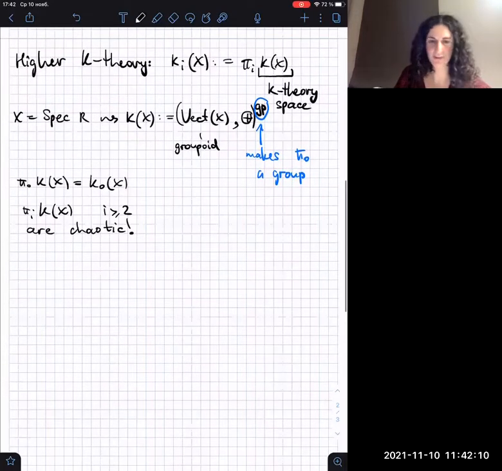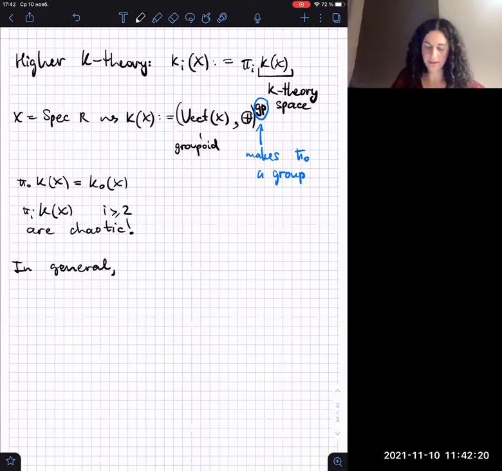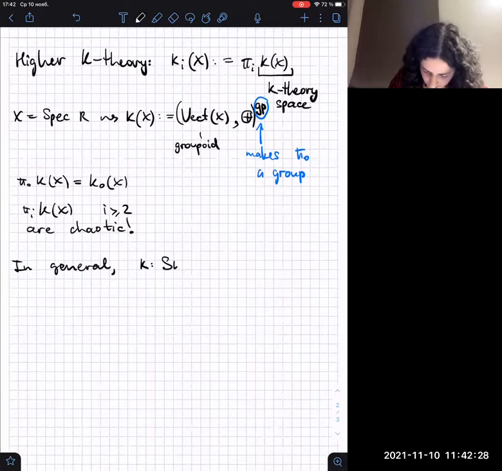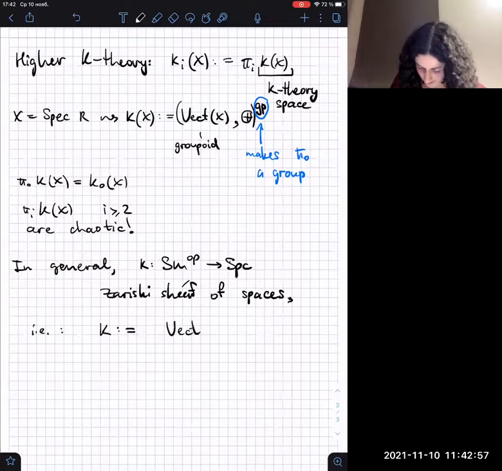And in general, there is a cheating way to define K-theory by descent. So we want to say that we define it on affines, and this suffices. So we say that K-theory in general is a Zariski sheaf of spaces on, say, smooth schemes for today, whose values on affines we already know. So maybe more formally, we could say that we take this stack of vector bundles, take its group completion, and Zariski sheafify this construction.